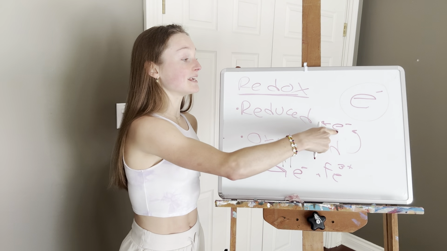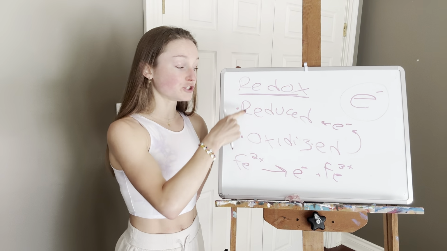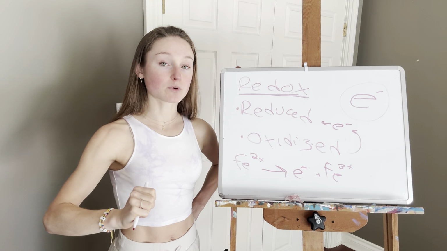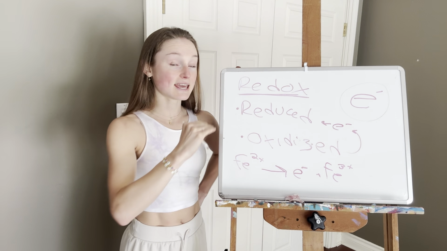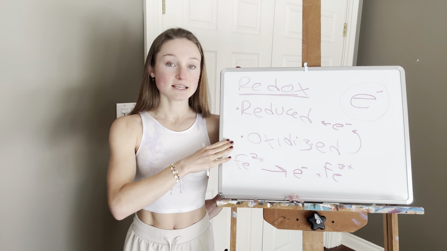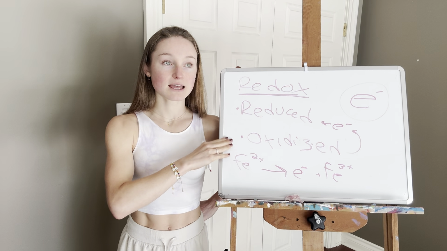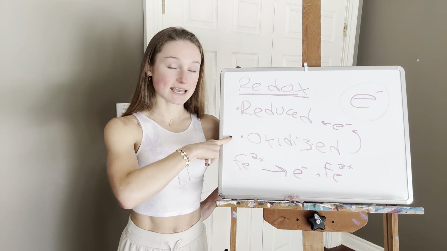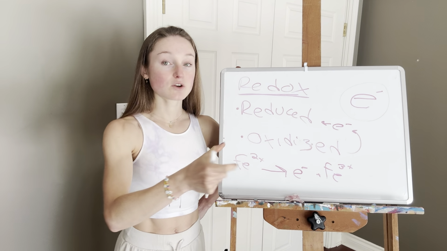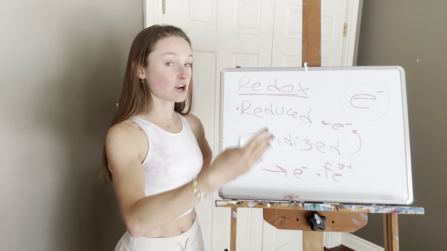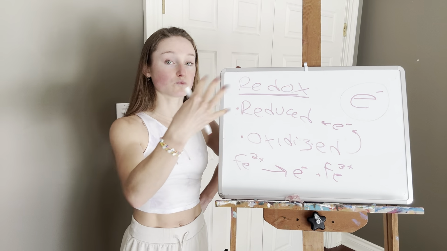Reduction is the gain of electrons. Reducing agents cause something else to become reduced, and they themselves are oxidized in the process. Oxidation is the process of losing electrons. Oxidizing agents, like oxygen, will steal someone else's electrons and thereby in the process become reduced.